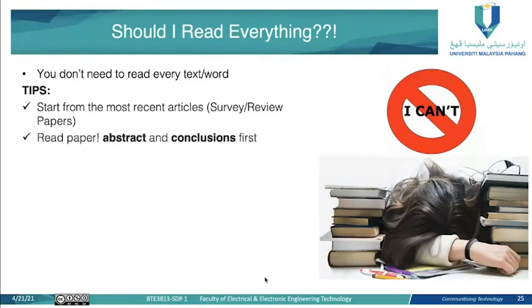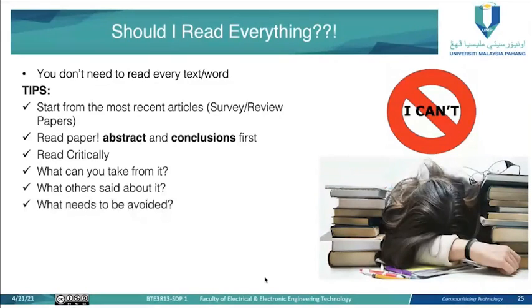Then read the abstract first and skip to the conclusion, then return to the introduction, then skip to the methodology. I mean, try to switch. Don't just read it in one shot from the first line to the last line. Try to be more selective. Read critically. What can you take from the paper? What did others say about it? You can find those who cited this paper in Google Scholar. You can find who cited this paper, then you go and download it. You see how they talk about this paper, what they said. Is it okay? Is it not okay?